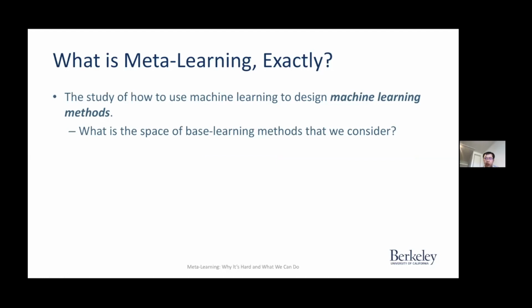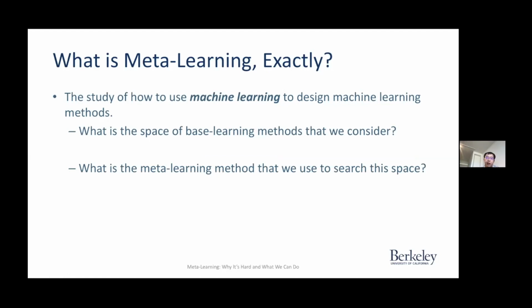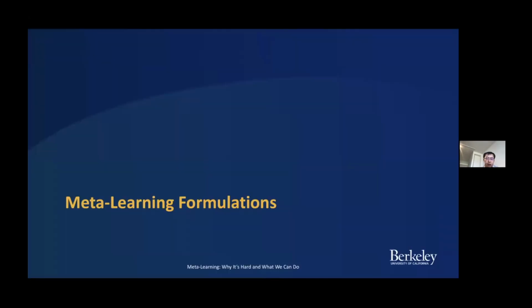So we need to think about two things, and it's clear from this definition. First, what is the space of base learning methods that we can consider? And secondly, what meta learning method can we use to search this space? Different meta learning formulations differ in the choices of both the search space and the meta learning method. We'll talk about a few examples of those a bit later.